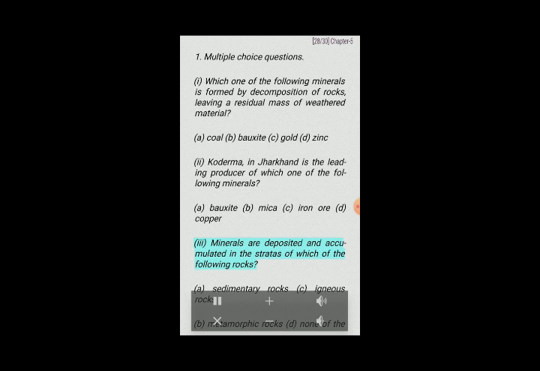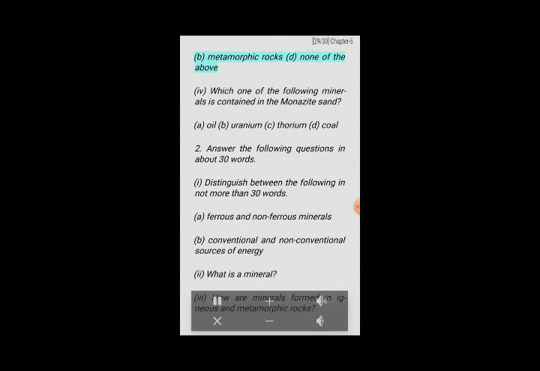III. Minerals are deposited and accumulated in the stratas of which of the following rocks? A. Sedimentary rocks. B. Metamorphic rocks. C. Igneous rocks. D. None of the above. IV. Which one of the following minerals is contained in the monazite sand? A. Oil. B. Uranium. C. Thorium. D. Coal. 2. Answer the following questions in about 30 words.